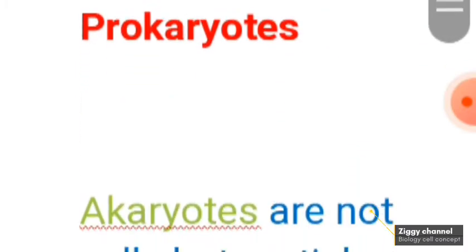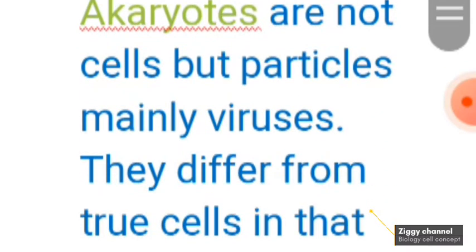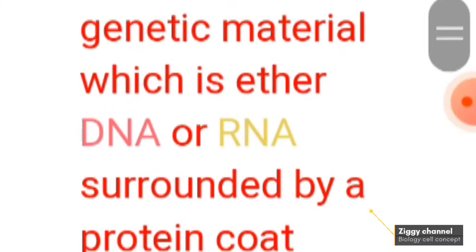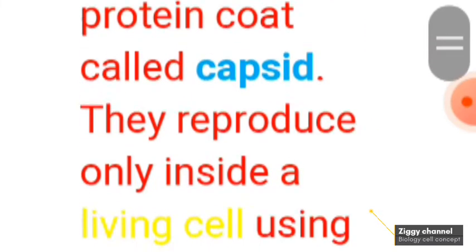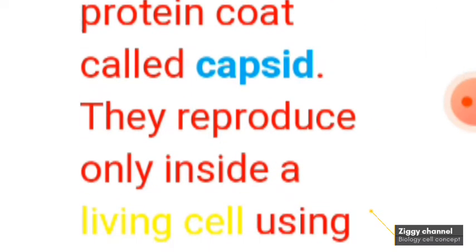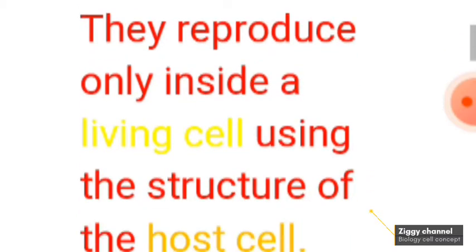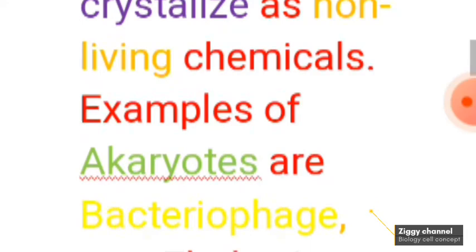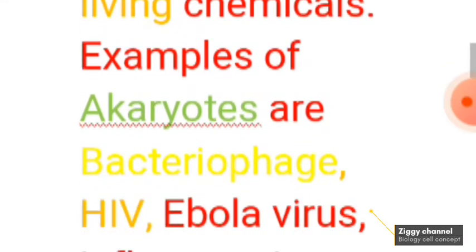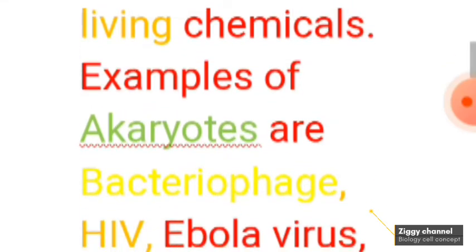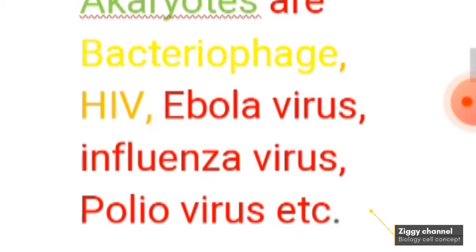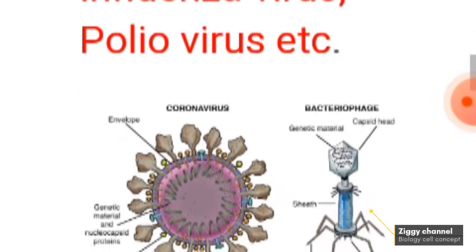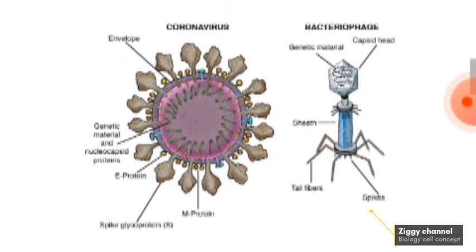Eukaryotes and prokaryotes. Eukaryotes are not cells but particles, mainly viruses. They differ from true cells in that they do not have nucleus, cytoplasm and cell membrane. They contain genetic material which is either DNA or RNA surrounded by a protein coat called capsid. They reproduce only inside a living cell using the structure of the host cell. They crystallize as non-living chemicals. Examples are bacteriophages, HIV, Ebola virus, influenza virus, poliovirus, etc.